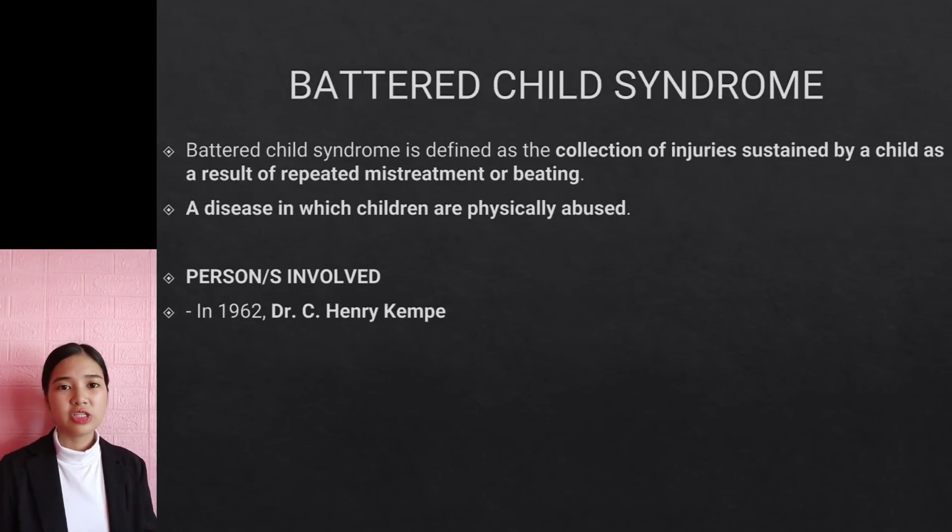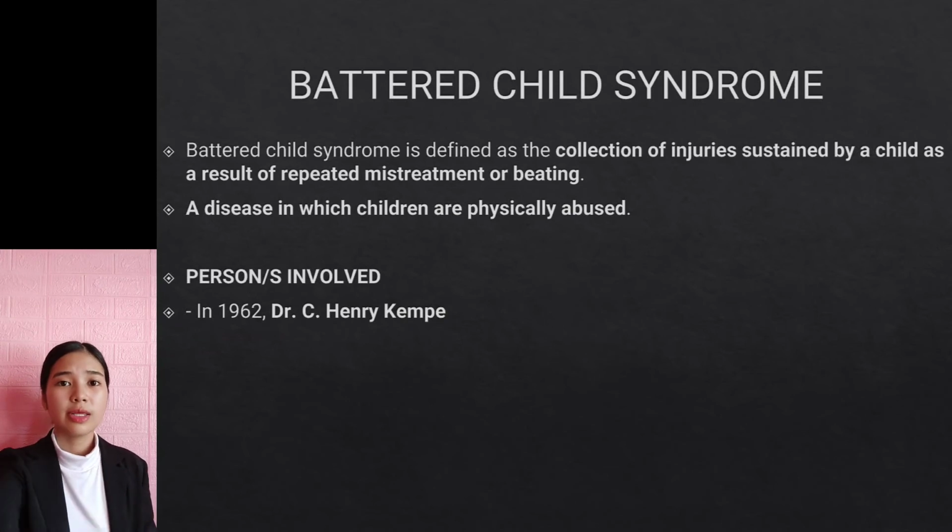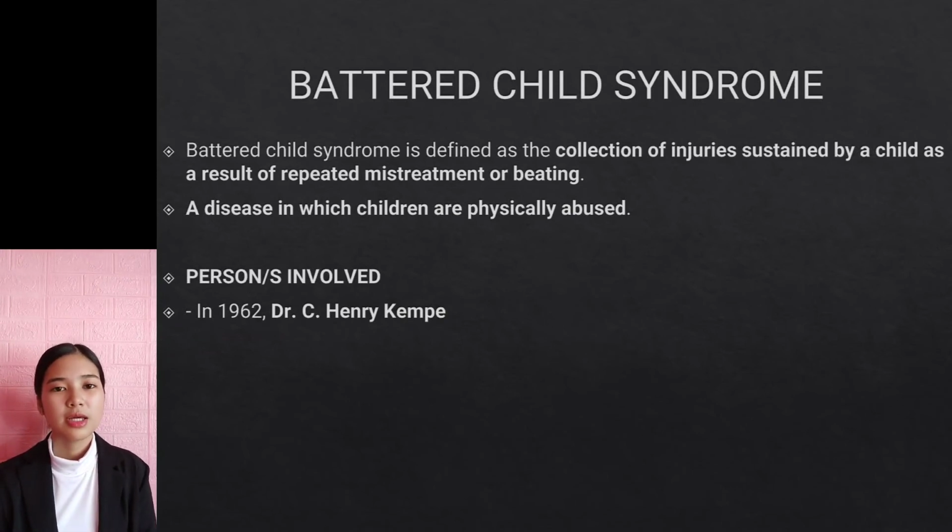Next is the battered child syndrome. When we say battered child syndrome, it is defined as the collection of injuries sustained by a child as a result of repeated mistreatment or beating. If a child's injuries indicate intentional trauma or appear to be more severe than could reasonably be expected to result from an accident, battered child syndrome should be suspected. A disease in which children are physically abused. The battered child syndrome is a form of child abuse.